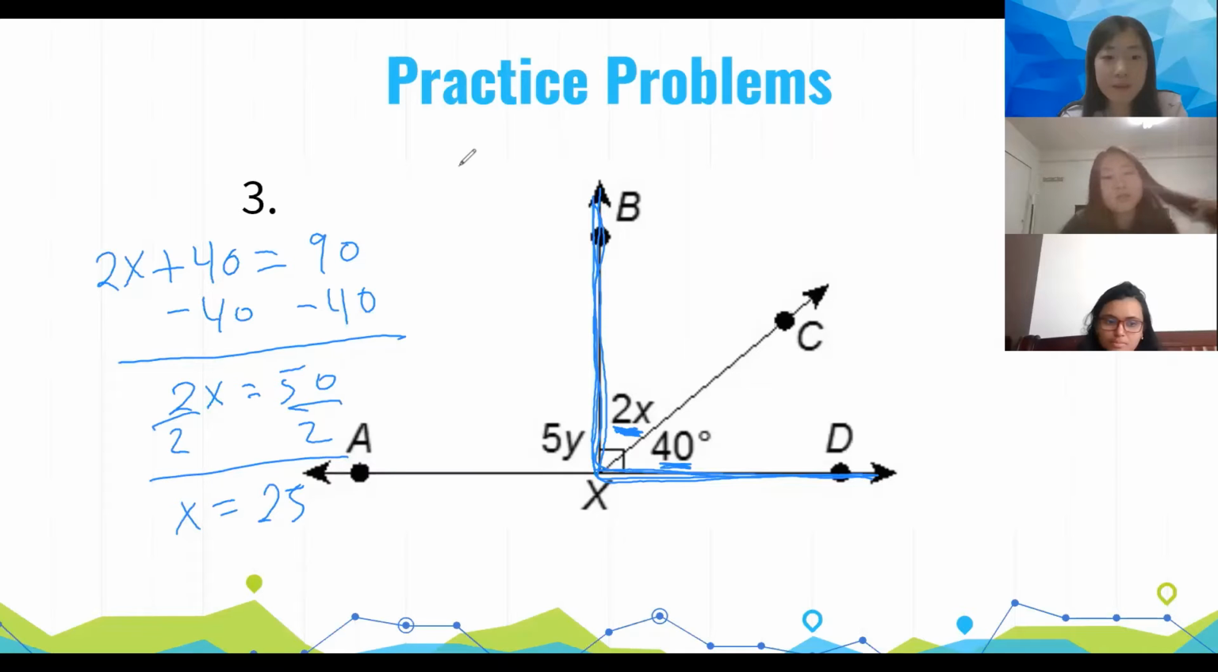2 times 25 plus 40? No, just plug the x back in for this angle, for this degree. Okay. 50. Yes. And now we can solve for the y term, right? And how do we do that? 5y plus 50 plus 40 equals 180. Yep.